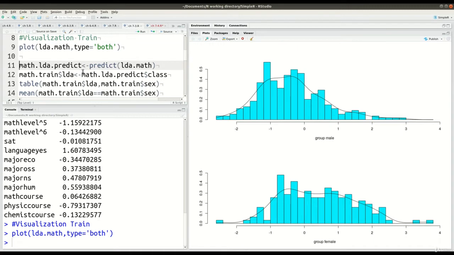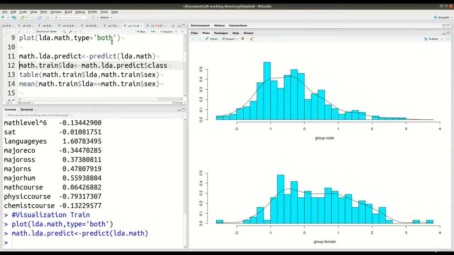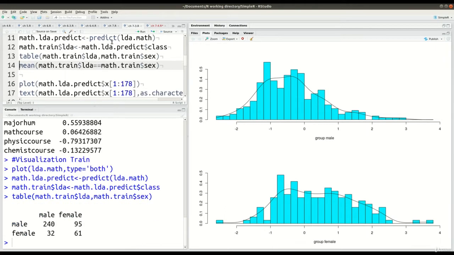Now in line 11, we do our predictions based on our data, and then in line 12, we pull the predictions that come from the math LDA predict, and then in lines 13 and 14, we make our table and get our accuracy rate. So you can see here, 240 of the males were classified correctly, 61 of the females were classified correctly. We have some problem with some males being judged as females, and of course some females being judged as males, etc.